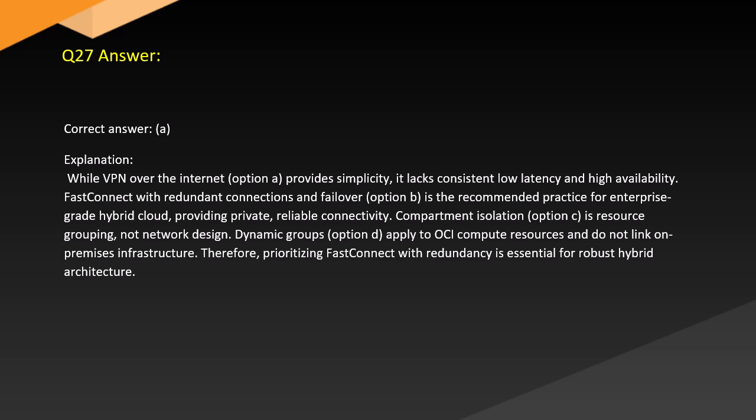Answer. Correct answer: B. Explanation. While VPN over the internet, option A, provides simplicity, it lacks consistent low latency and high availability. FastConnect with redundant connections and failover, option B, is the recommended practice for enterprise-grade hybrid cloud, providing private, reliable connectivity. Compartment isolation, option C, is resource grouping, not network design. Dynamic groups, option D, apply to OCI resources and do not link on-premises infrastructure. Therefore, prioritizing FastConnect with redundancy is essential for a robust hybrid architecture.